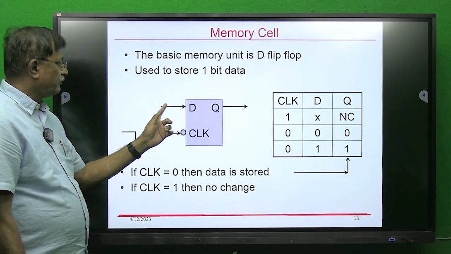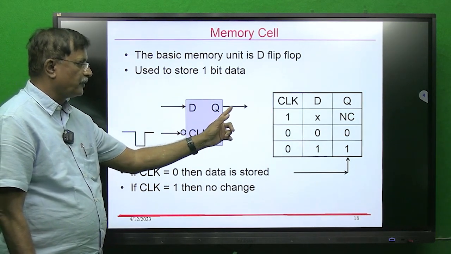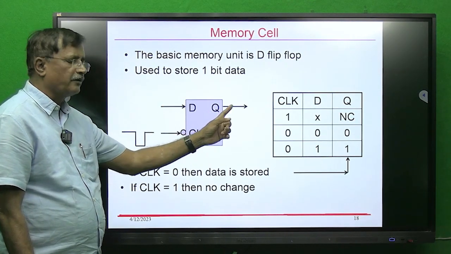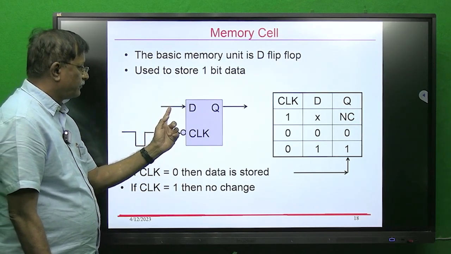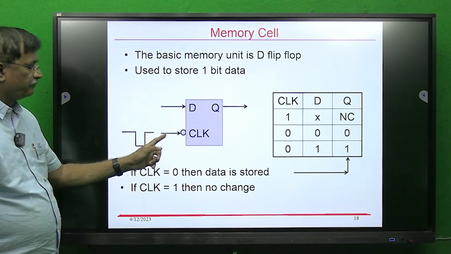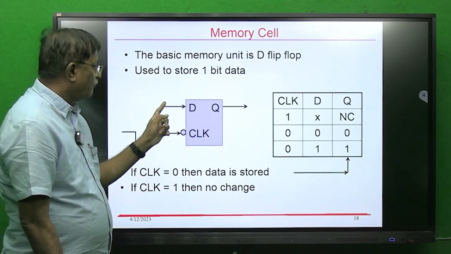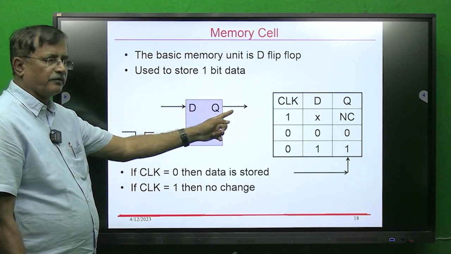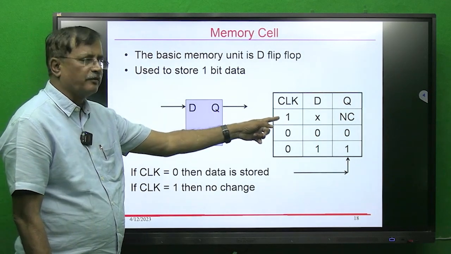Now here you can give input either 1 or 0 and it will be stored here. If it is 0 you get 0 here, if it is 1 you will get 1 here. That is the truth table of the D flip-flop. But to store this data you need a clock here. If the clock is 1, it means the clock is inactive. If the clock is inactive, then whatever may be the value of the D input, either 1 or 0, the output will not change. Suppose it is 0, it remains 0. If it is 1, it remains 1 if the clock is 1.